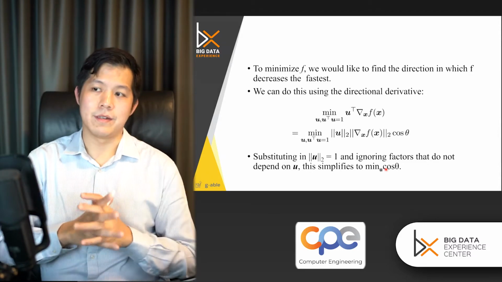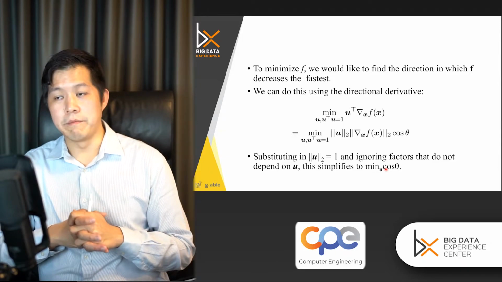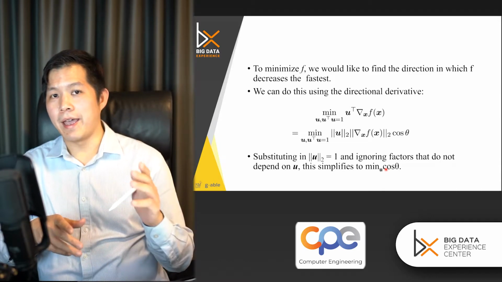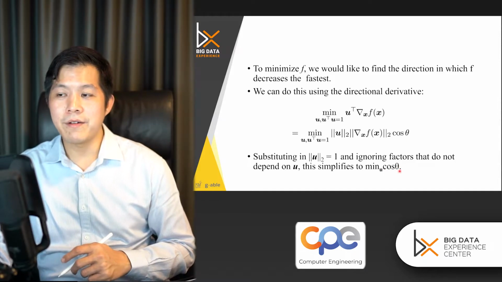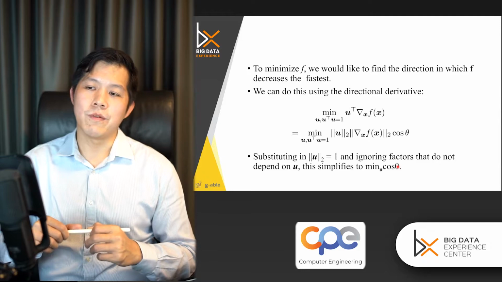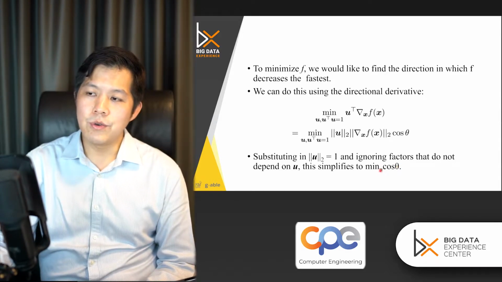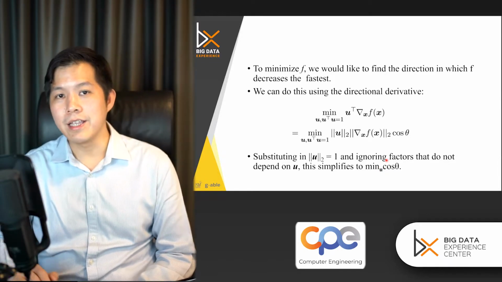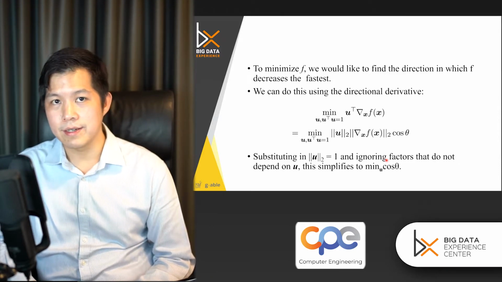So if you think about it, cos theta goes to its minimum value at -1, right? And -1 is the cos of 180 degrees. So what we want to minimize, the result of the minimization, is that u has to go to the cos of 180 degrees. It has to go in the opposite direction of the gradient.